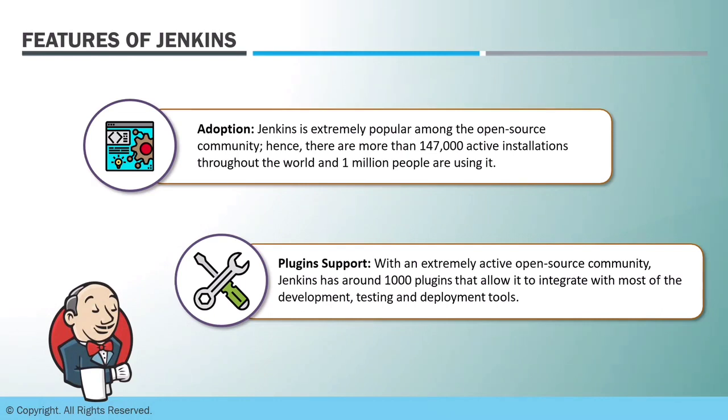With an extremely active open source community, Jenkins has around 1,000 plugins that allow it to integrate with most of the development, testing, and deployment tools. Since the open source community is supporting and backing it, if any new tool comes, they immediately pick it up and develop a plugin to integrate it with Jenkins. That's how we got an active community backing Jenkins plugin support and development, and we get quick availability of plugins on the internet to be downloaded to support that software.